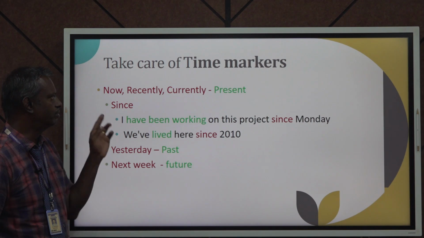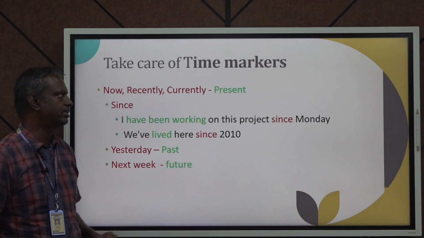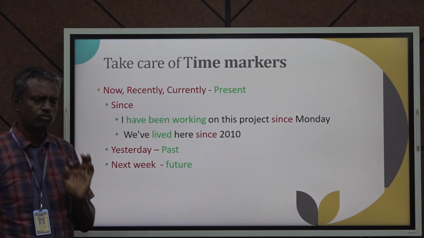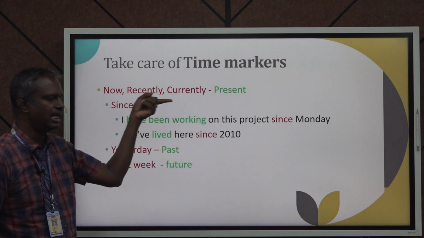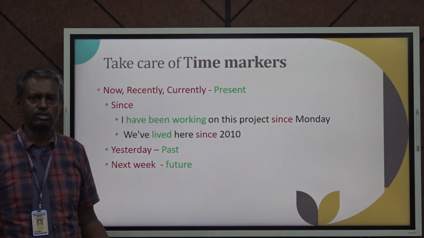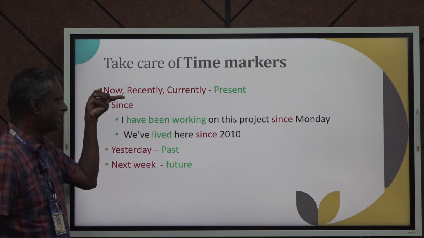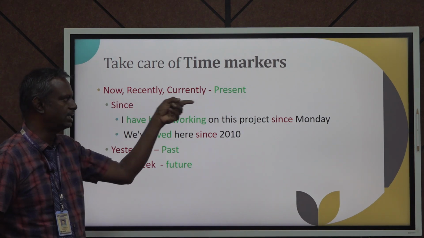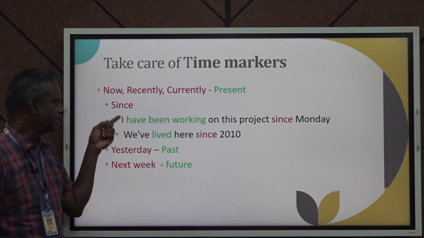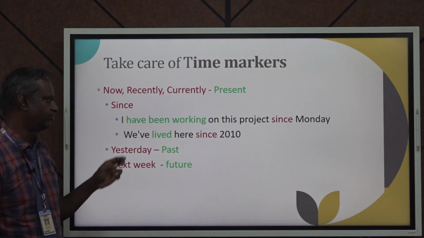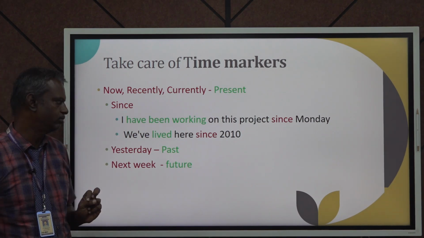Now, another important aspect is, you have to take care of time markers. What are time markers? For example, now, recently, currently. Now, my students are listening to my lecture. Here, when I come across now or recently or currently, you have to use the present form. But when you come across since, you can use since with two tenses.